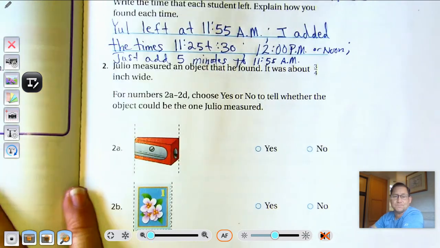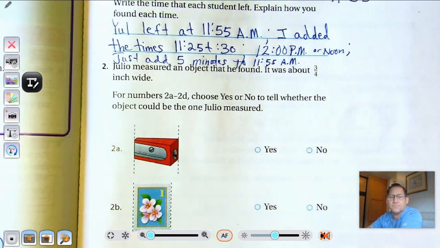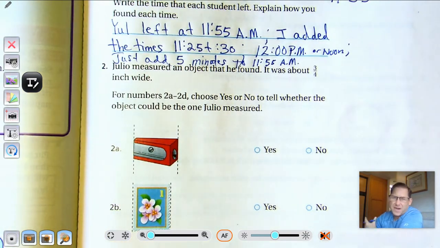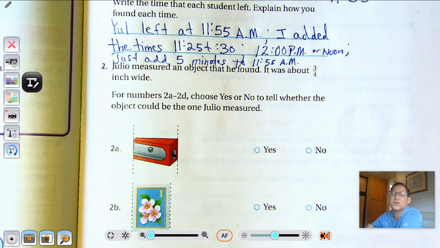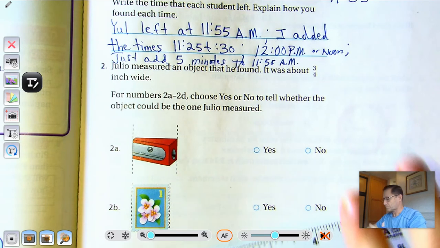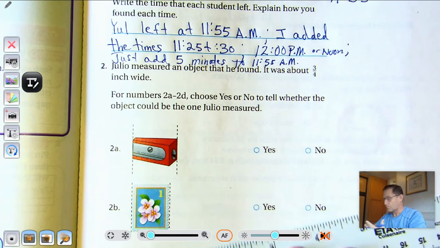All right, so number 2. Julio measured an object that he found. It was about 3/4 inch wide. For numbers 2a through 2d, choose yes or no to tell whether the object could be the one Julio measured. All right, so you use your ruler, and let's review this.